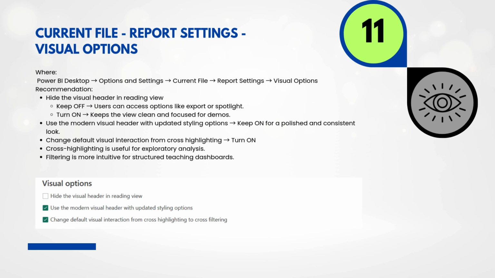For example, in a training session, if a student clicks on Germany, they expect all visuals to filter down to Germany only. That's clear and easier to understand. Recommendation is that you turn on the option to change default interaction from cross-highlighting to filtering. It makes dashboards more predictable and user-friendly, especially in teaching and demo environments.